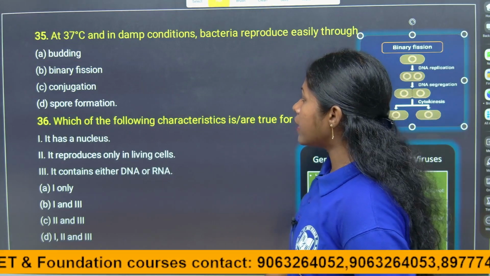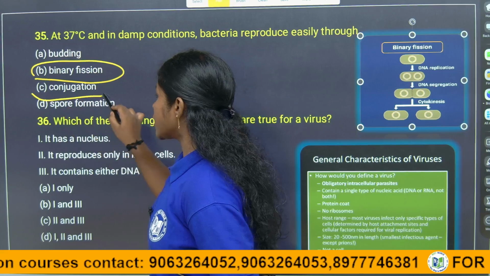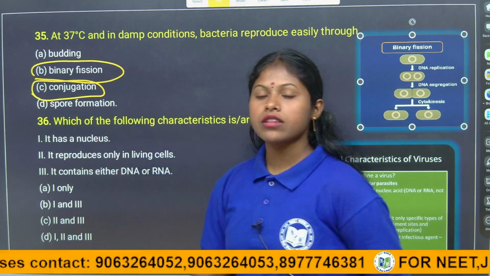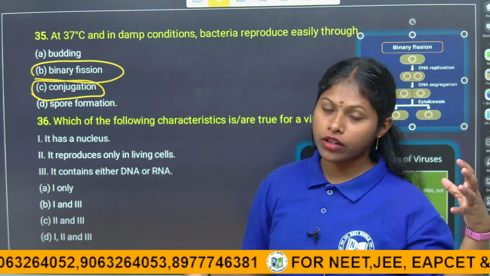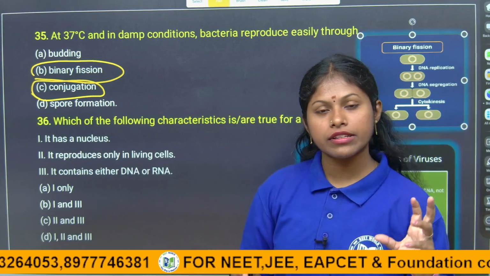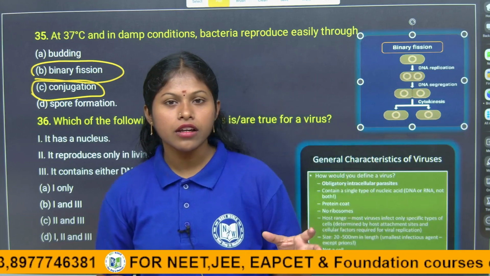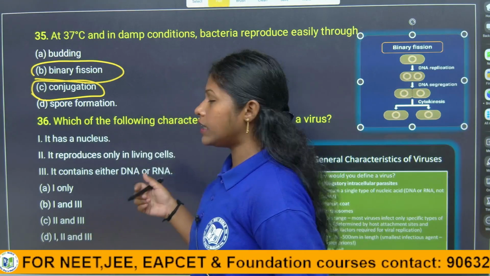Coming to binary fission, of course binary fission is the correct answer. Conjugation we have not discussed, children, because we will discuss that when we are doing asexual and sexual reproduction. I will make another video for you, children, so we can clearly learn at that time.